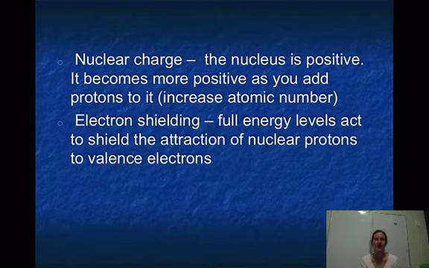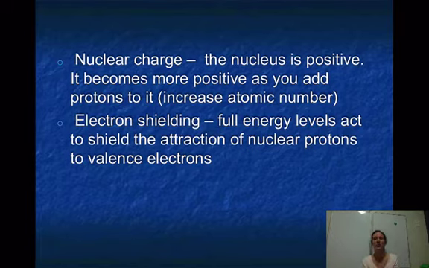The other thing that's going to affect our trends is electron shielding. So, as you fill up one of your energy levels, remember your energy level is essentially a row on the periodic table. Within each energy level, you have sub-energy levels like S, P, D, and F, but an energy level is essentially a row on the periodic table. And as you fill up one of your rows, basically all those electrons are acting as a shield from the attraction of that nucleus.